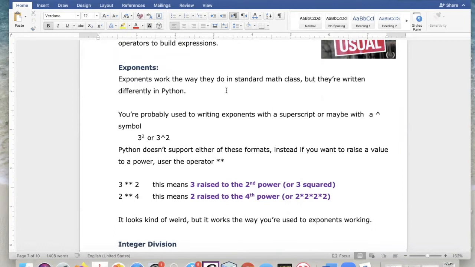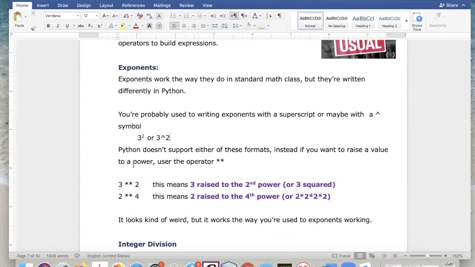and you can perform exponents in Python in a very similar way to what you would use in a standard math class. You're probably used to writing exponents using a superscript, like this example, where you put a little tiny 2 above the number to indicate that you want to square this value, multiply it by itself. Or you might be used to using the caret notation. 3 caret 2 means the same thing, means 3 raised to the second power. Python doesn't support either of these particular formats.